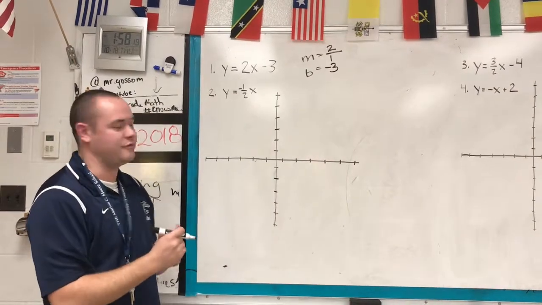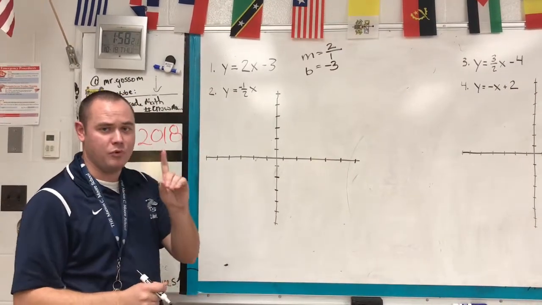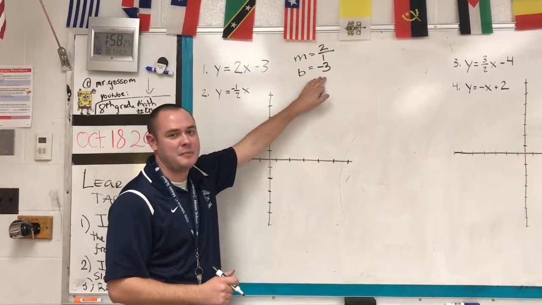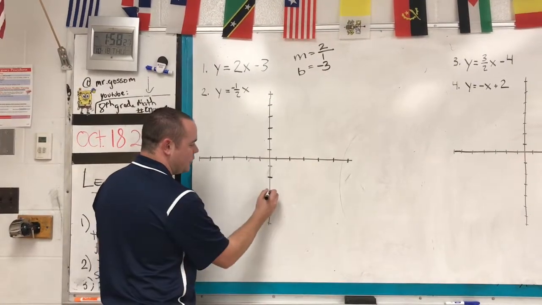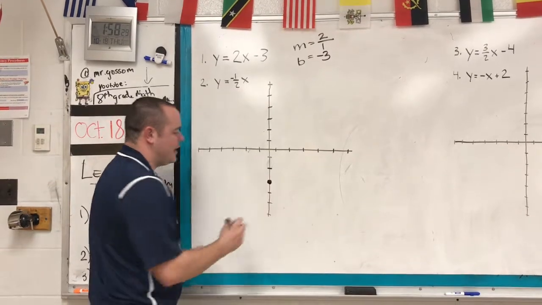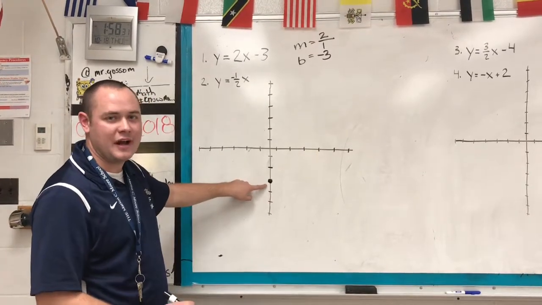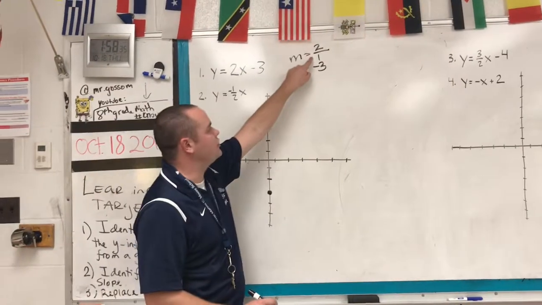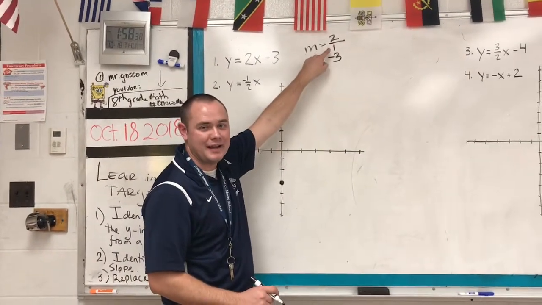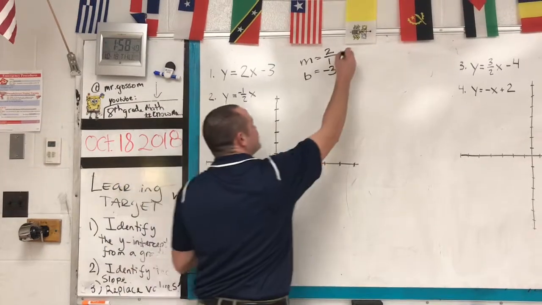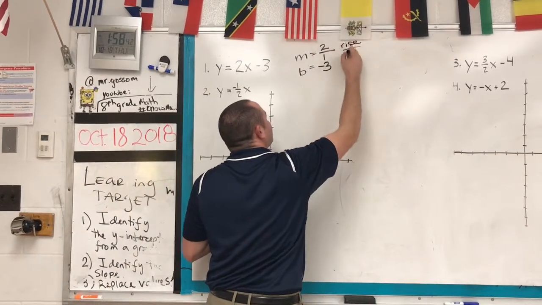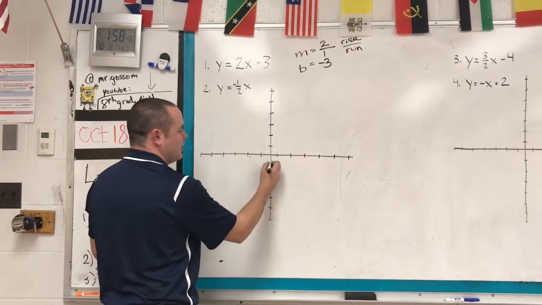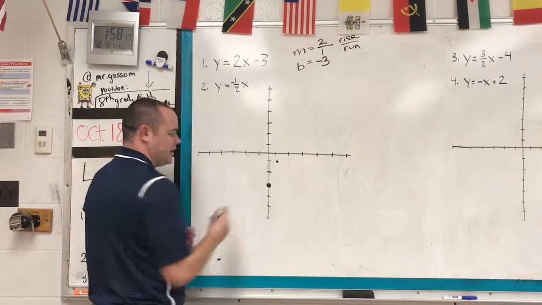So if we're going to graph this, we want to pick out the one point that we know for sure on the graph. Since my b is negative 3 and that's my y-intercept, even if I don't know anything else about the graph, I know that my line is going to cross the y-axis at negative 3. So now from negative 3, I'm going to use my slope to figure out what my next point is. So since this is rise over run and it's positive, I'm going to go up 2 and then I'm going to go over 1 and make a point.